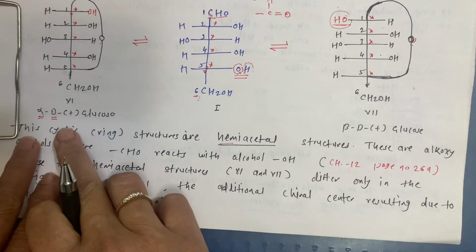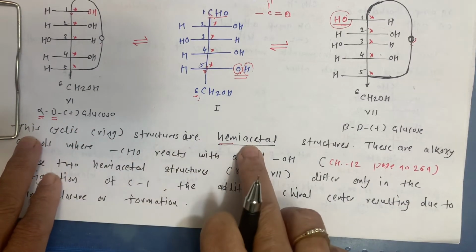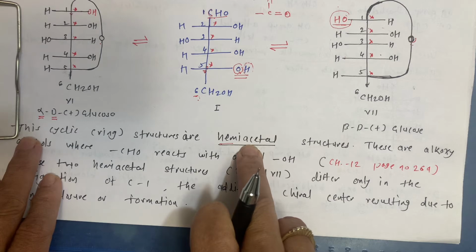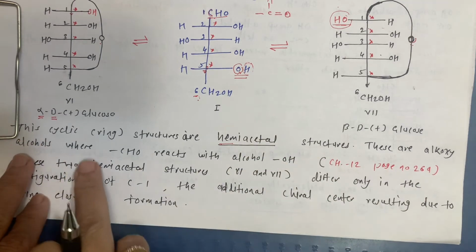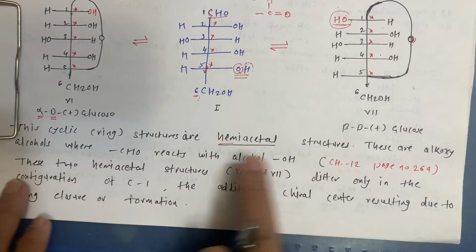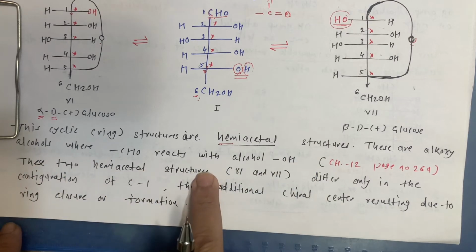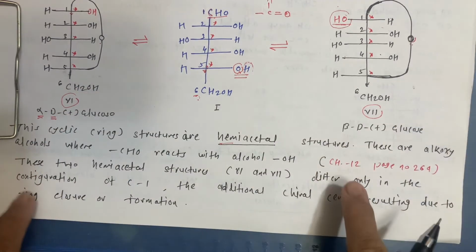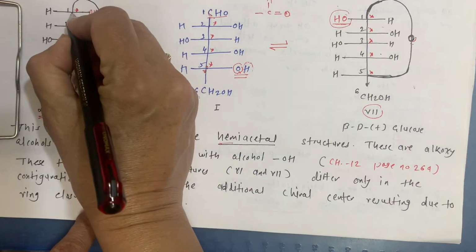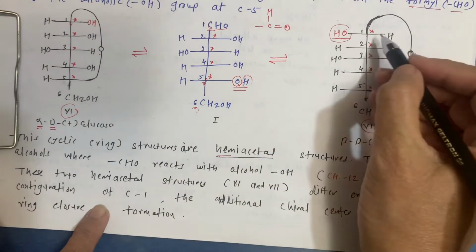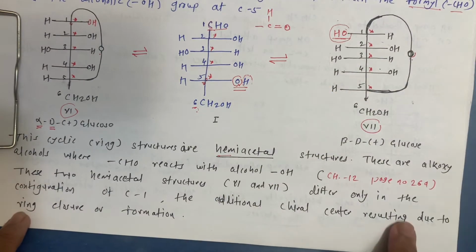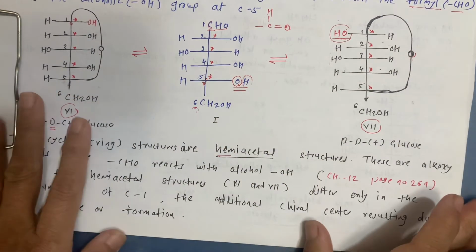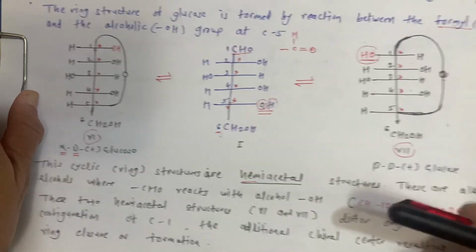Now, what is this? These cyclic ring structures are hemiacetal. Hemiacetal means alkoxy alcohols are known as hemiacetal structures, where CHO reacts with alcoholic OH. These two hemiacetal structures, which are given in our textbook as the 6th one and the 7th one, differ only in the configuration at C1. This is the C1, the additional chiral center resulting due to the ring closure, or ring formation.